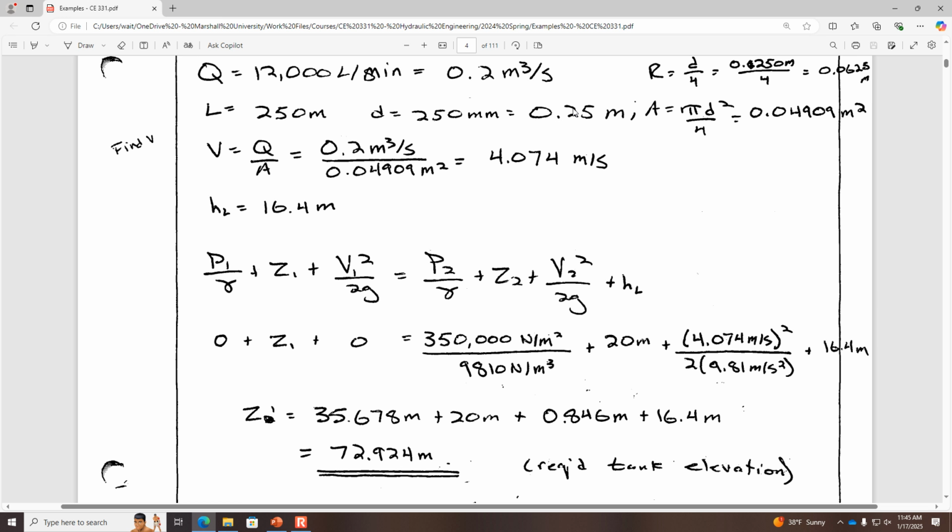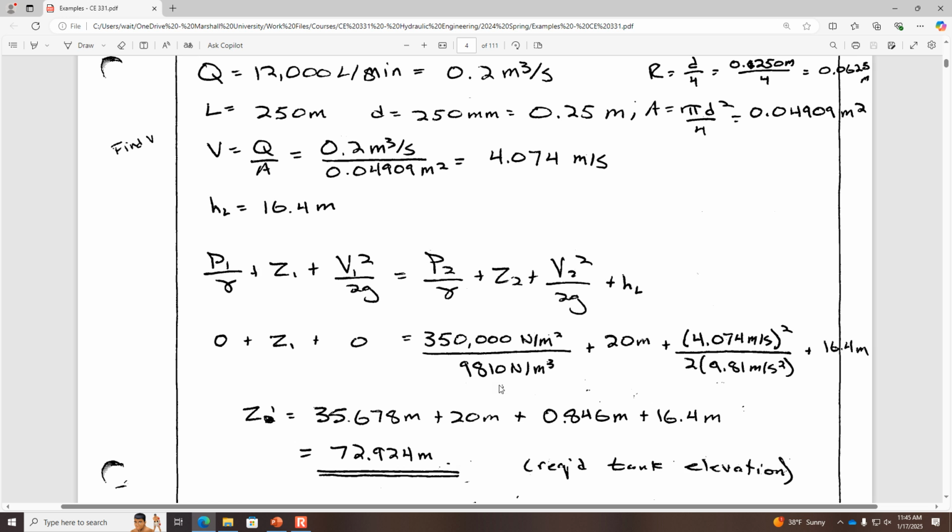In reality, it would be uncommon for water to flow through a pipe that fast. The reason why is you lose a lot of energy when water's moving that fast. Anyways, it's just an example. If we put all of this in to find Z1, how high does Z1 have to be? It has to be 35.6 meters high in order to pressurize the pipe to the desired 350 kPa.